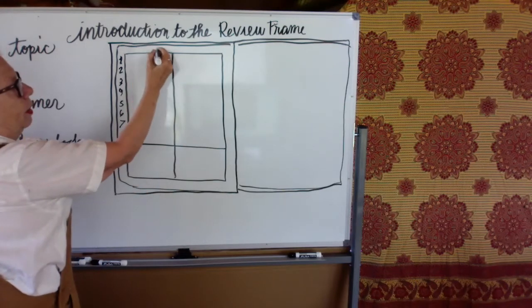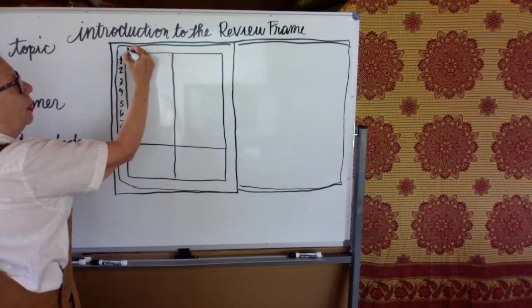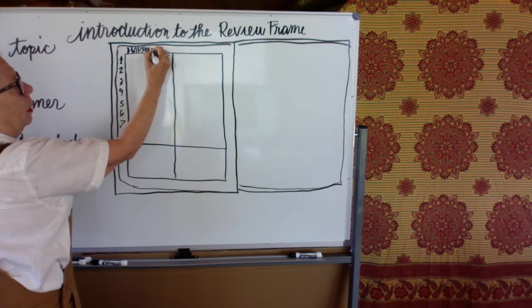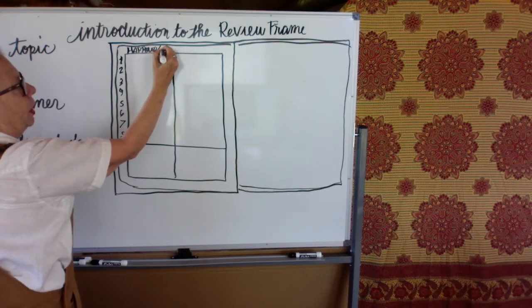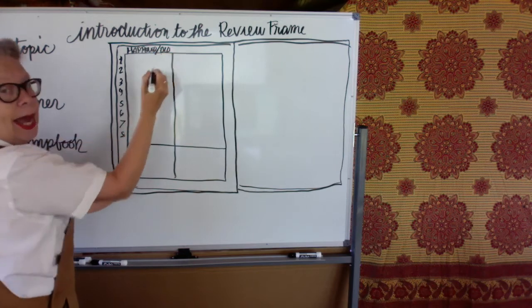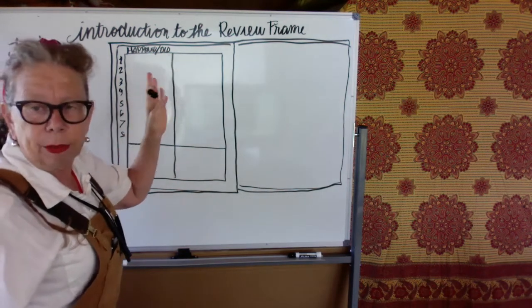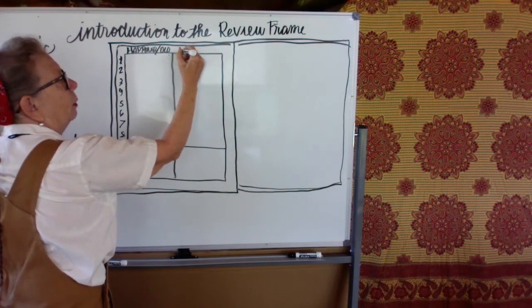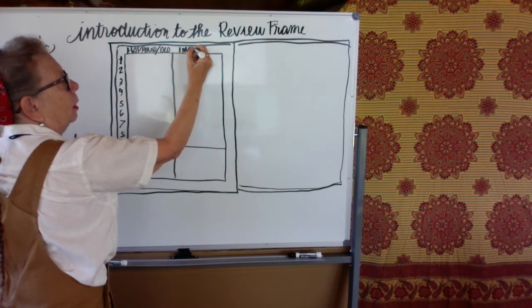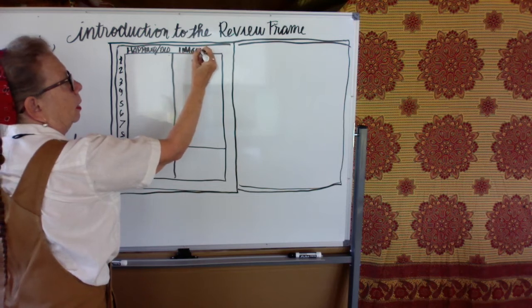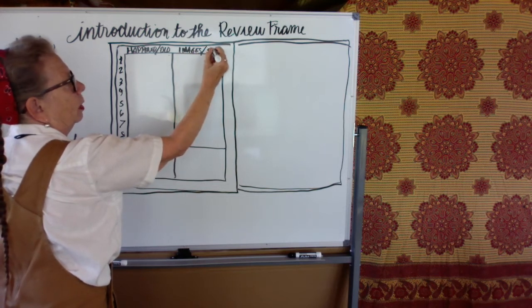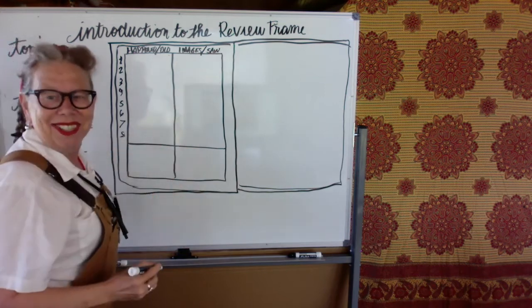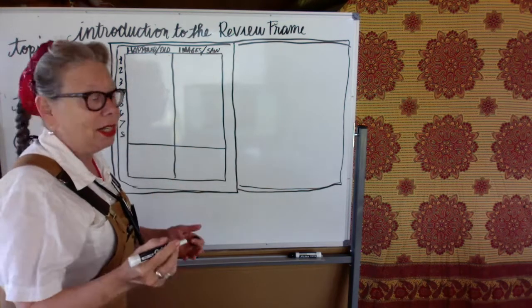And here, I'd like you to write the word happened/did, past tense of done. And here, I'd like you to write images/saw, the past tense of see.